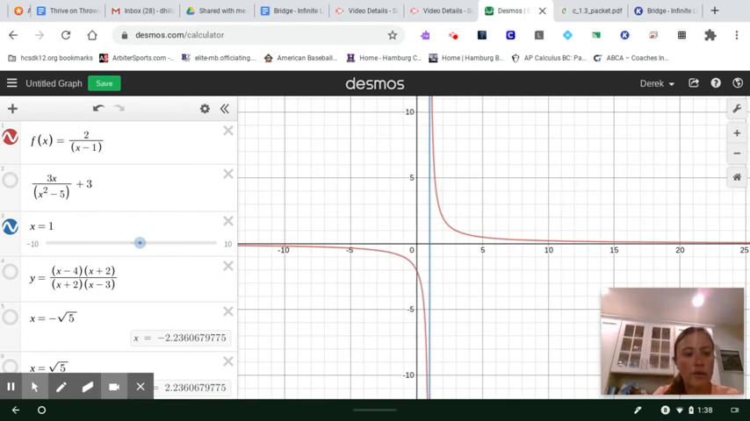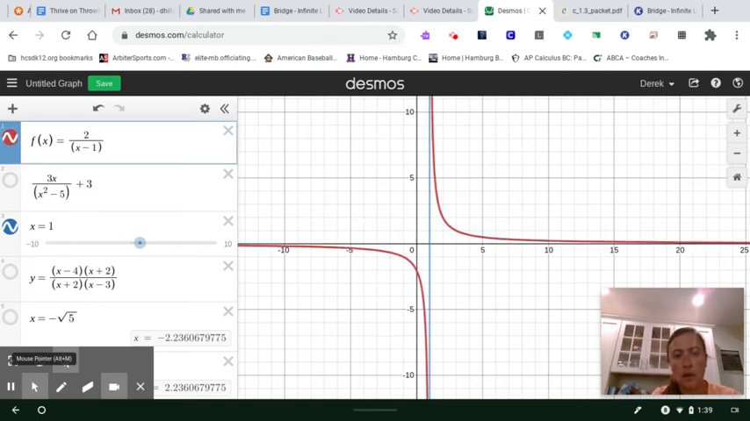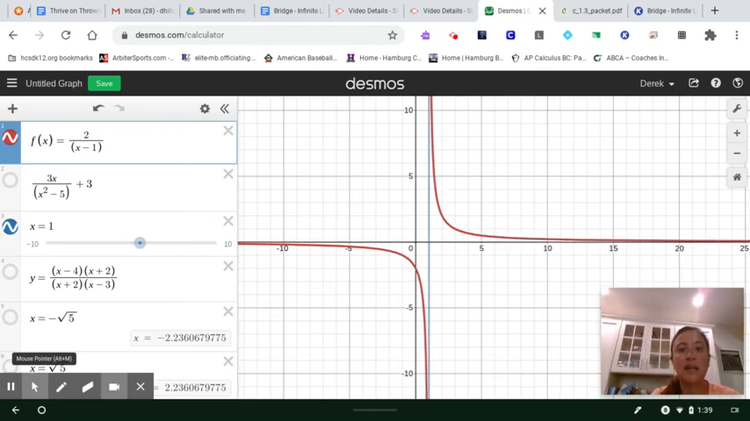As I approach 1 from the left, you can see this is going towards negative infinity. As I approach 1 from the right, it's going towards positive infinity. So overall, let's just make a note to ourselves. The limit does not exist, but what it did create is a vertical asymptote.